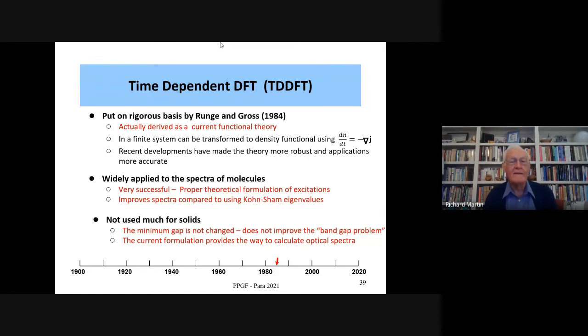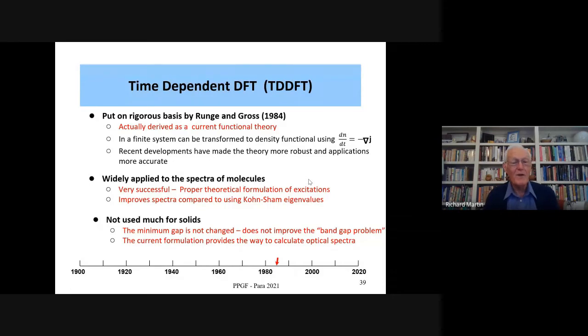But in a finite system, it's actually a current functional theory, and in a finite system, you can turn it into a density functional theory using the continuity equation of current and density, that the time derivative of a density is the divergence of a current. And recent developments, new functionals, make it much better than the first approximations. Now it's really very much used in the chemistry community for molecules. It's a great advance, and it's very much a part of all the codes used in chemistry.